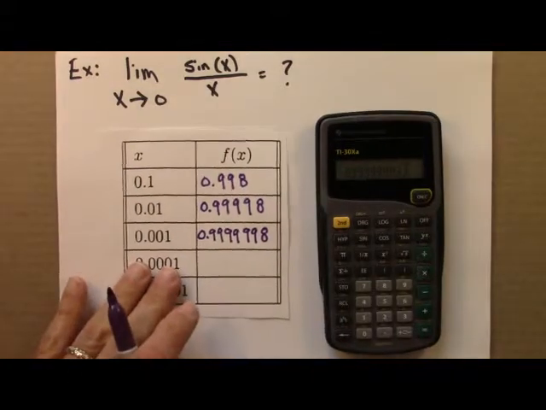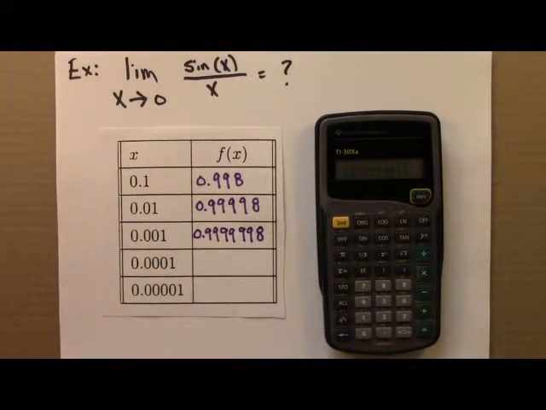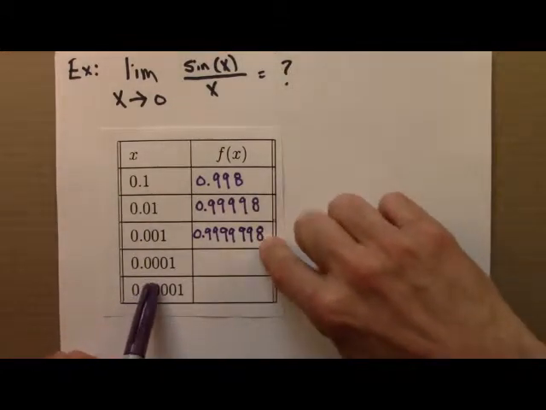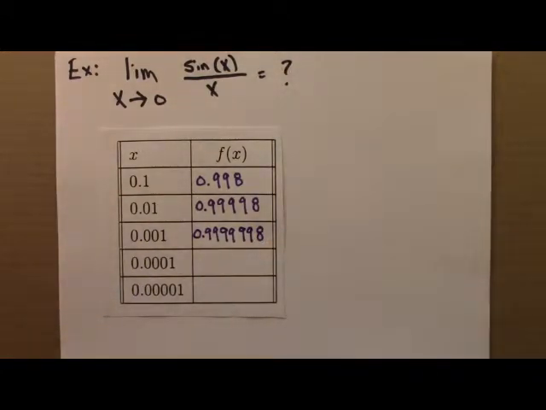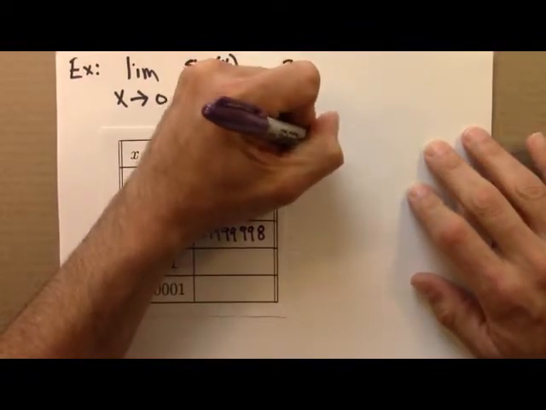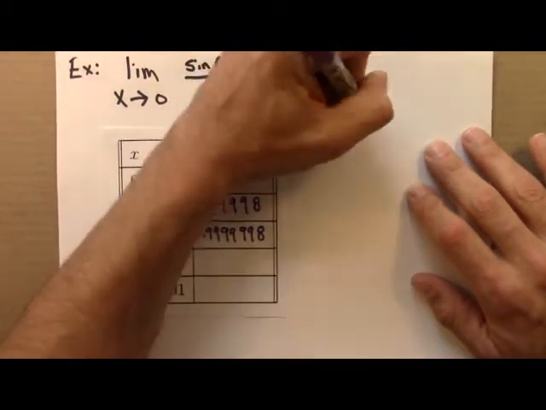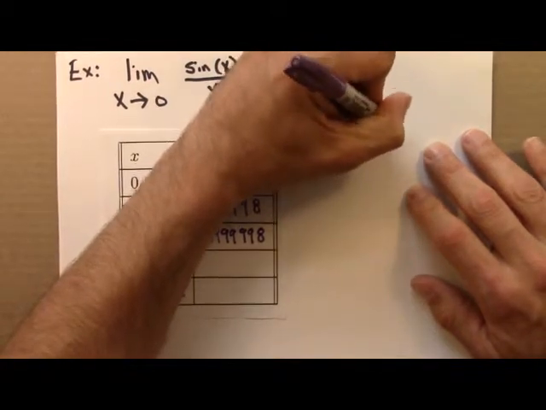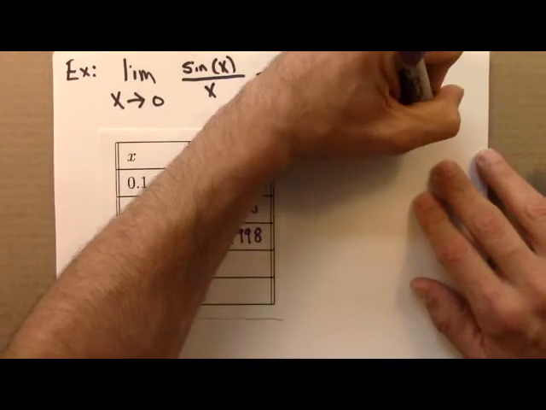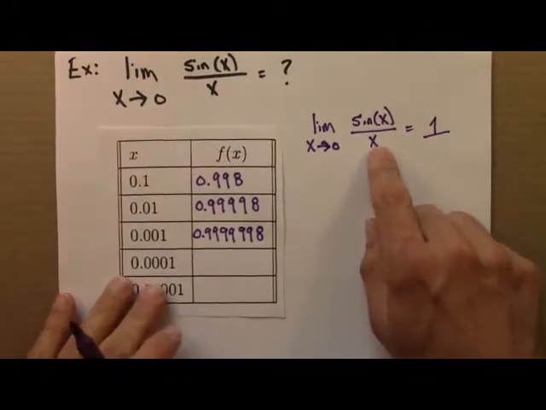0.9999998. So it sure seems to me that this is getting closer and closer to 1. So I would write this as the limit as x approaches 0 of sine x over x equals 1. Why do I say that?